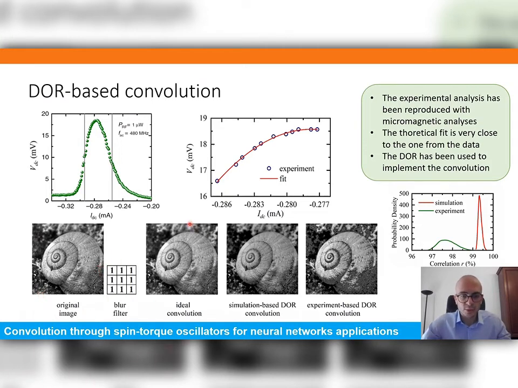And here you can see the result of the ideal convolution, the simulation-based DOR convolution, so the one using the curve from the previous slide, and the experiment-based DOR convolution using the curve from this slide, the curve here on the top. And what is interesting is that repeating this process for 1,000 random filters, we observe that the correlation between the observed convolution and the ideal one is above 96% for the experiment-based DOR, and it is above 99% for the simulation case, which we can consider a theoretical benchmark.